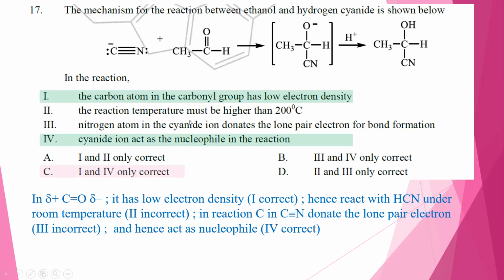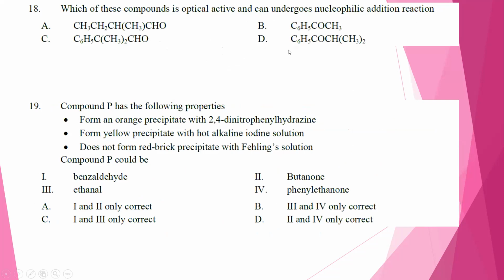Then immediately we go to question number 18. Which of the compounds is optically active and can undergo nucleophilic addition? So let's first look at optical activity. Which one is optically active? The aldehyde is optically active, because of the four different surrounding groups. Ketone and aldehyde can also give a positive test for nucleophilic addition. C cannot, because it must be optically active, and C is not optically active, so it is wrong. B, is it optically active? Also wrong. D, is it optically active? Also wrong. Okay, so the best answer in here will be A.